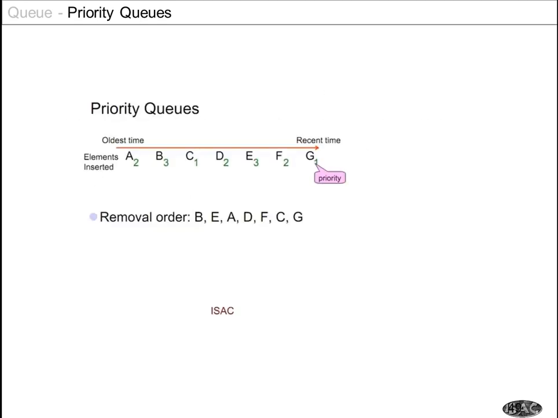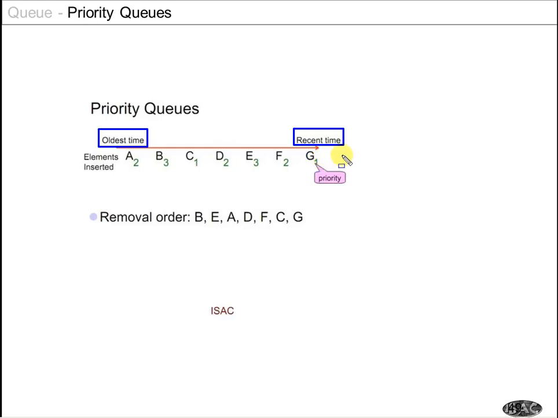So let us see the elements here. These are the first, oldest time. So first, oldest time means first you are putting A with priority 2. So remember two things, oldest time and recent time. It means first you have inserted this, then this, then this, and so on. So the way you have inserted is A, B, C, D, E, F, G.